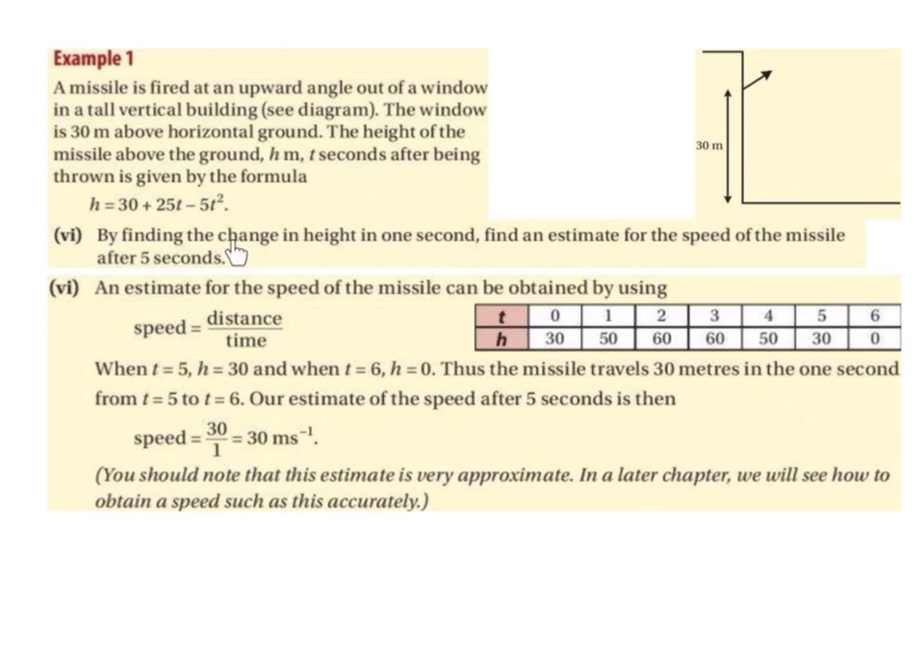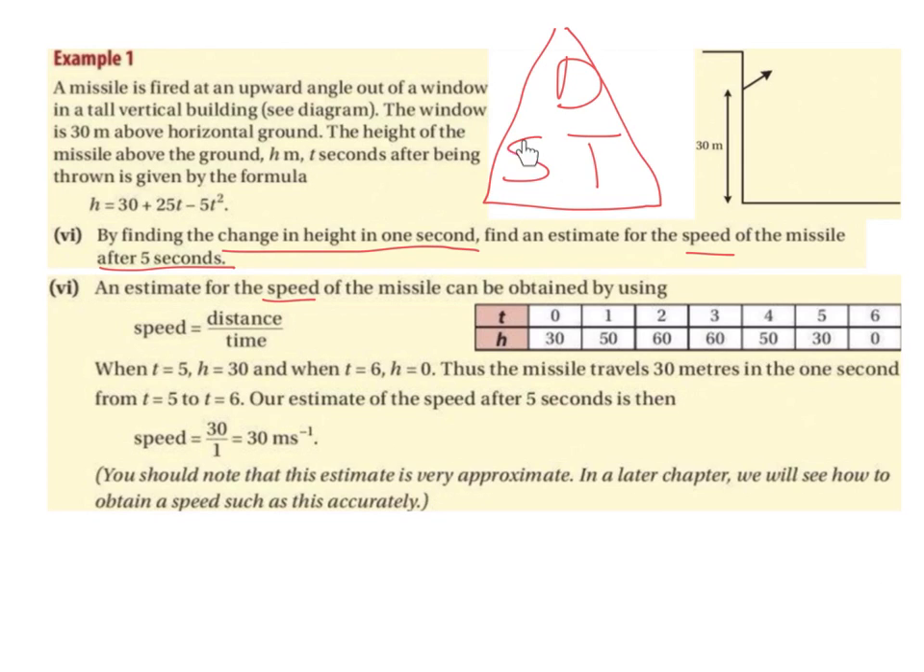Part 6. By finding the change in height in 1 second, find an estimate for the speed of the missile after 5 seconds. An estimate for the speed of the missile can be found by using speed equals distance over time. This formula can be derived using Dad's silly triangle, which is our distance, speed, time formula triangle. If we're looking for the speed, then we cover up S and we're left with d over t. So to get the speed, we do distance divided by time.